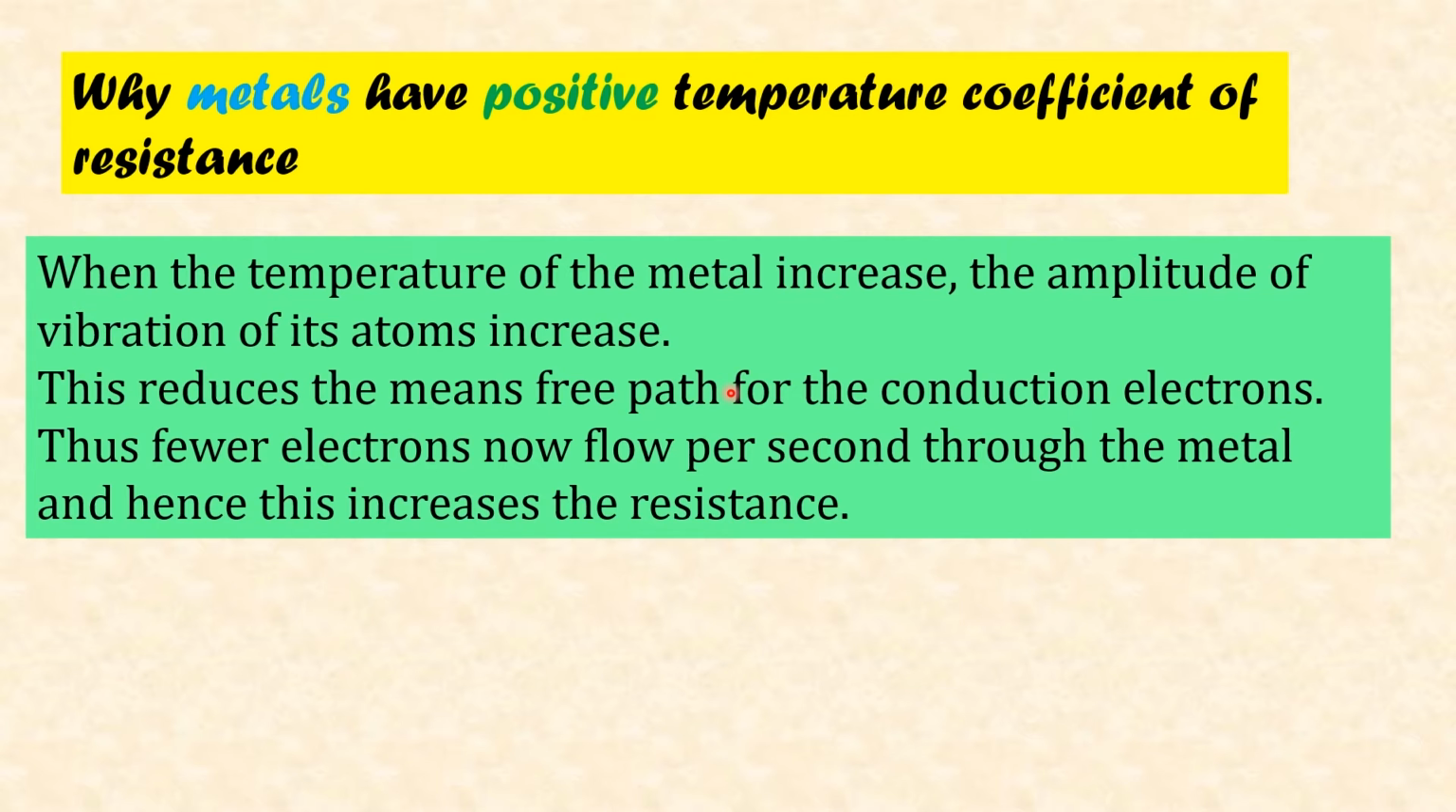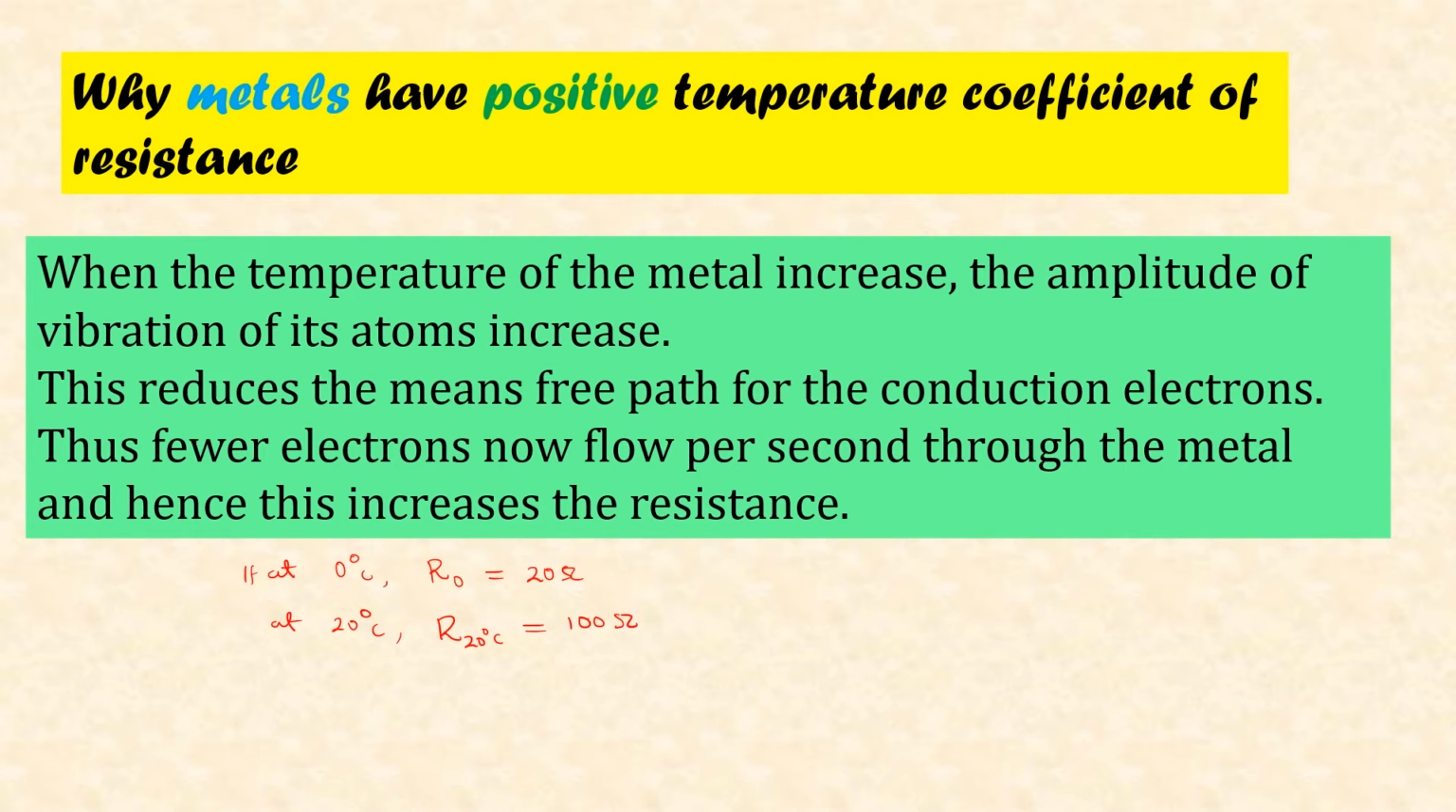Thus, fewer electrons now flow per second through the metal, and hence this increases the resistance of the material. For example, if at 0 degrees Celsius the resistance of the material is 20 ohms, and then you increase the temperature to, for example, 10 degrees Celsius, that is of a metal, the resistance at that temperature is 100 ohms, because we have said that when you increase the temperature, this increases the resistance.